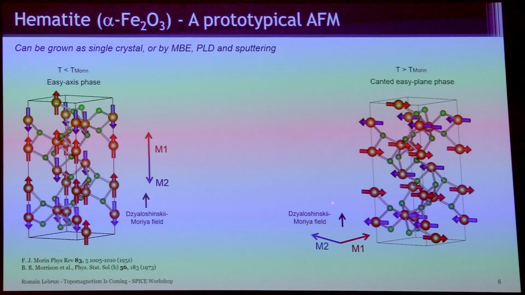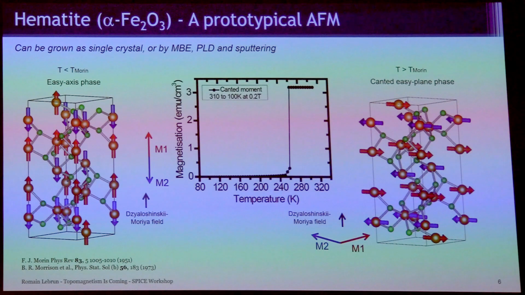This is due to the fact that you have some DMI field that will induce a small canting between the two sublattices above this Morin transition, so that you have a weak moment. It's an easy plane phase, which means that the spin can also rotate quite easily within this easy plane. So if you just do, as an experimentalist, some simple SQUID magnetometry measurements, you can detect this transition by seeing the emergence of this weak moment above 260 Kelvin.